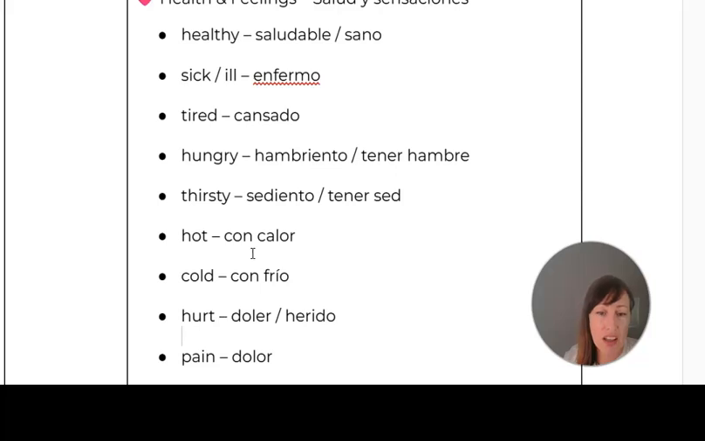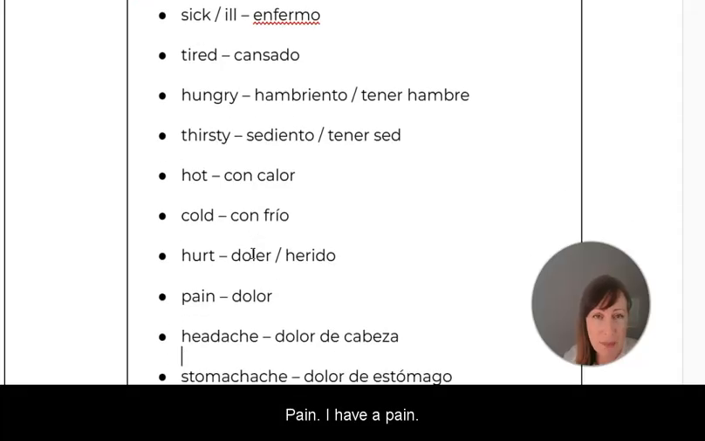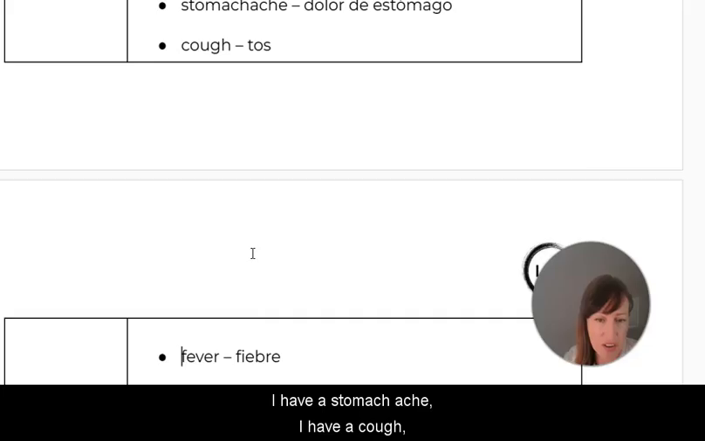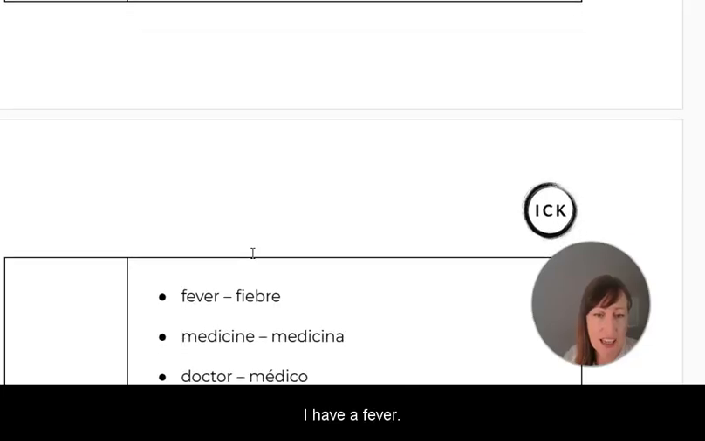Hurt. For example, my knee hurts. I hurt my knee. Pain. I have a pain. I have a headache. I have a stomach ache. I have a cough. I have a fever.